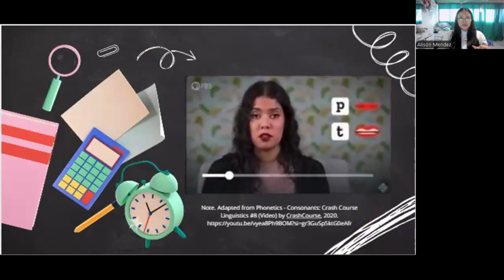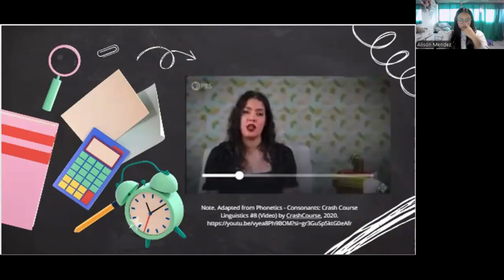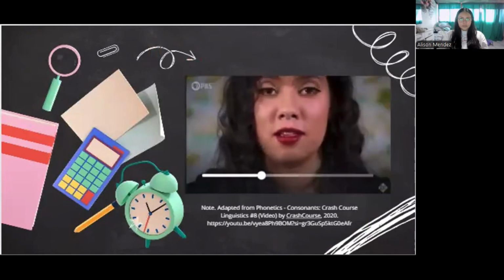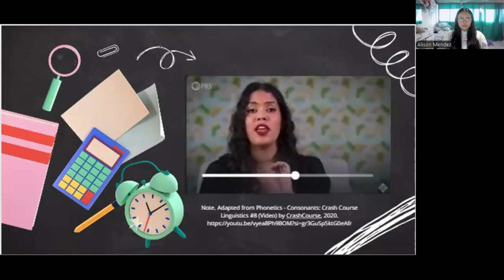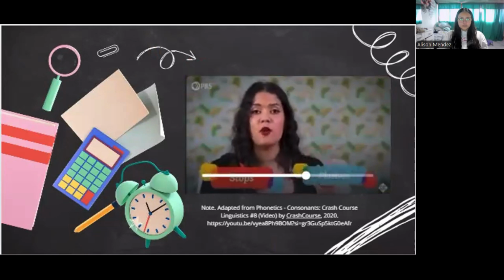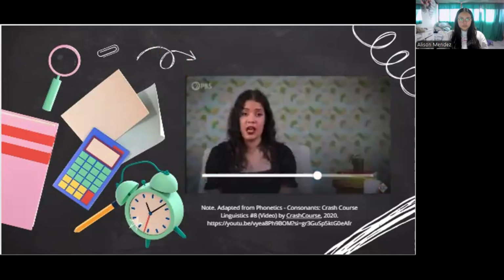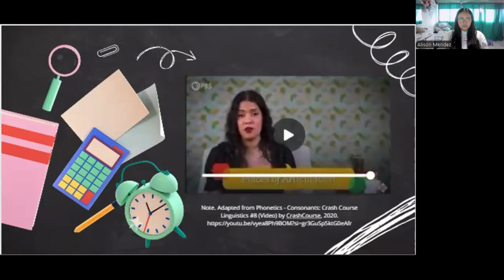P, T, and K. Try making these yourself and pay attention to what your mouth is doing. P, T, K. These sounds all require you to close off part of the vocal tract to make air stop before you let it explode out, which is why they're known as stops or plosives. These three sounds are made at three different spots in the vocal tract, which linguists call places of articulation. We often name these places according to the parts of the vocal tract used to make the sound.